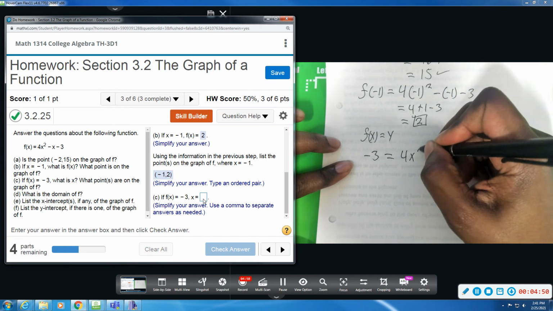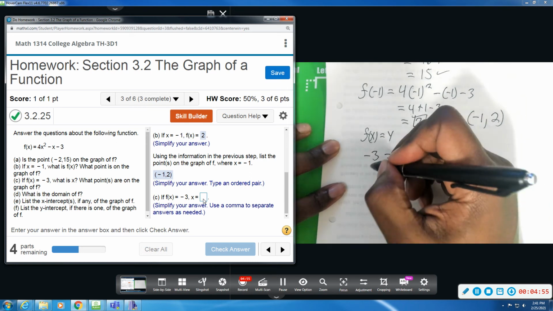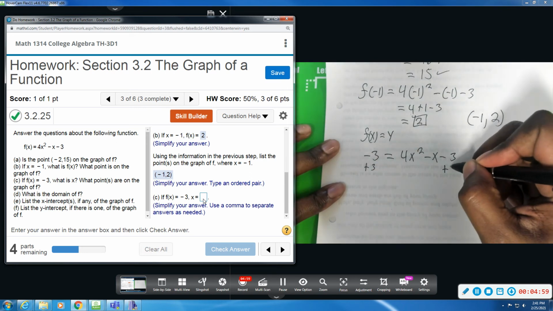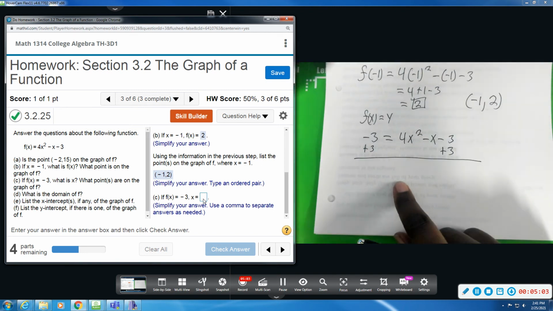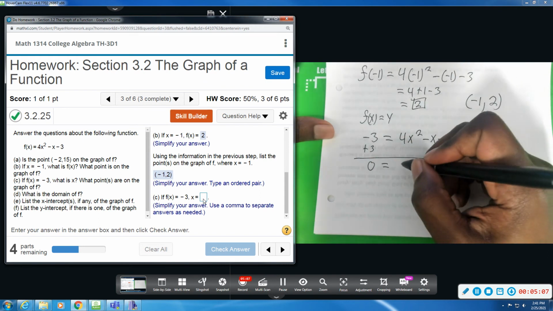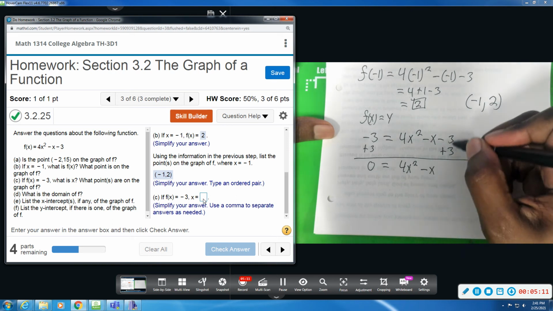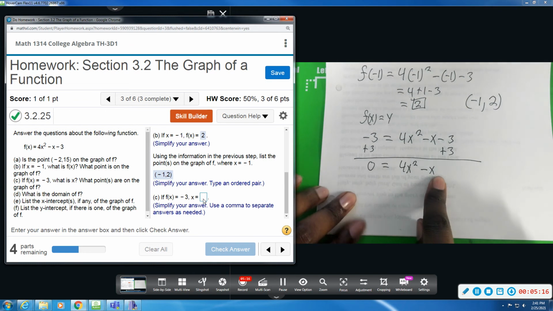4x squared minus x minus 3. All right. We're going to add 3 to both sides. So we're going to go with our quadratic solving process, setting one side equal to 0. And this gives us 0 equals 4x squared minus x. And this will now be 0. So we just have 4x squared minus x.